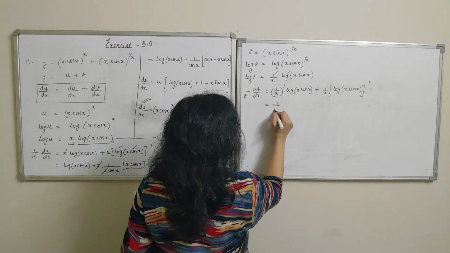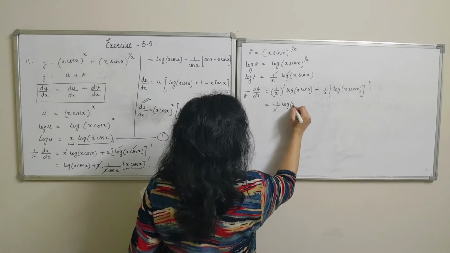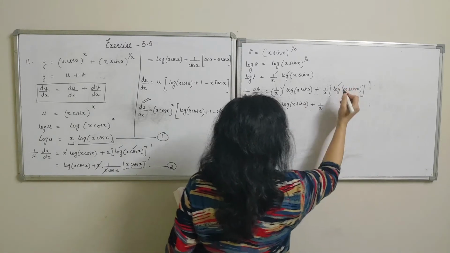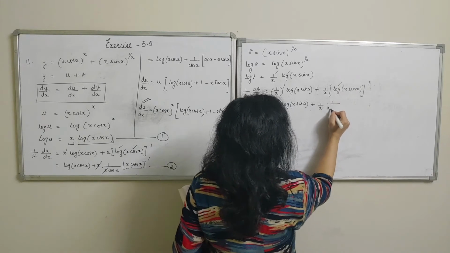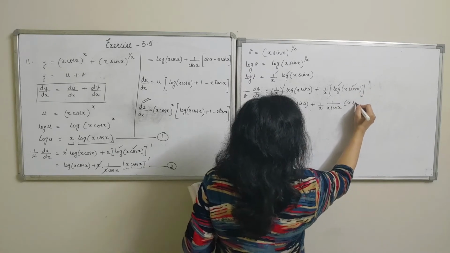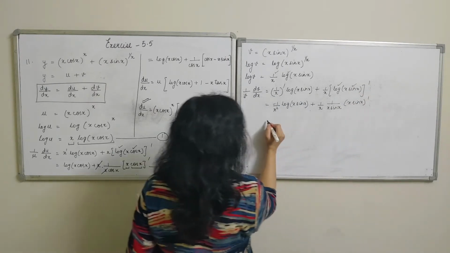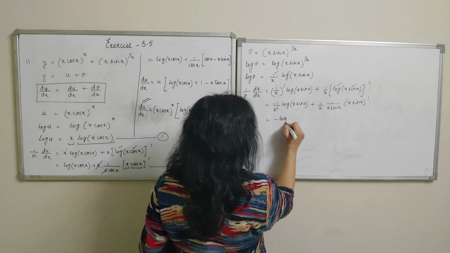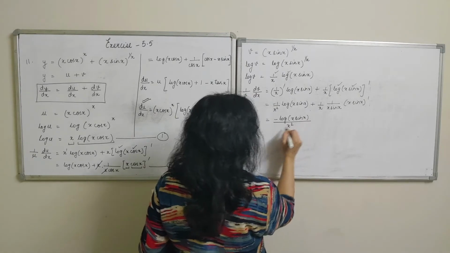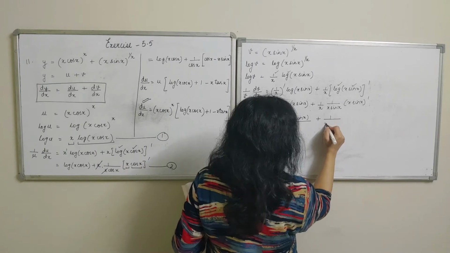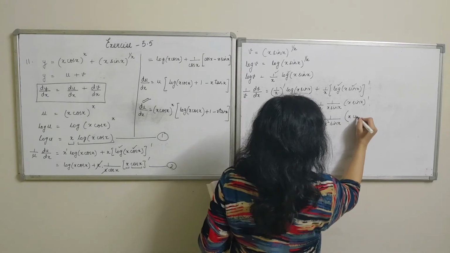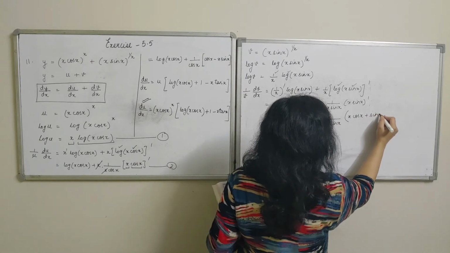So this derivative is minus 1 by x square log x sin x plus 1 upon x, composite function. So differentiating the log function, we get 1 upon x sin x. Again, when we differentiate x sin x, we have to use the product rule. So minus log x sin x upon x square plus 1 upon x square sin x into, using product rule, x cos x plus sin x.